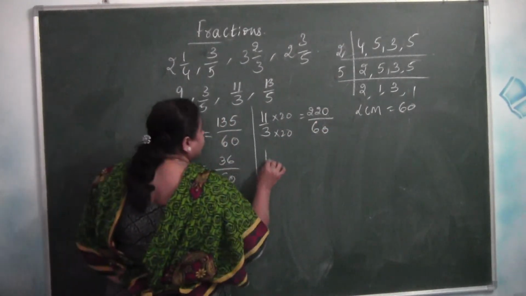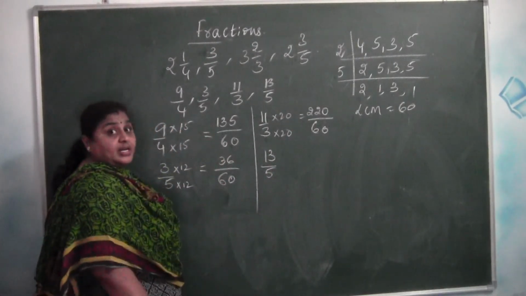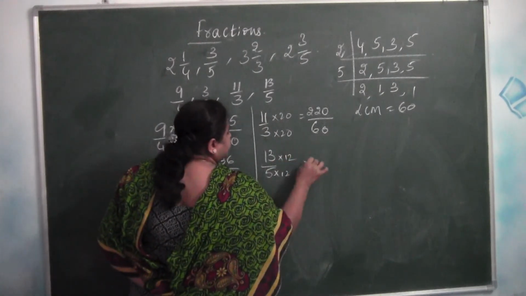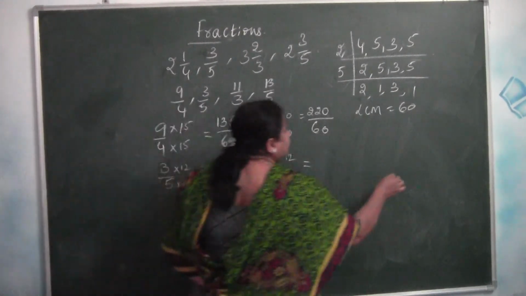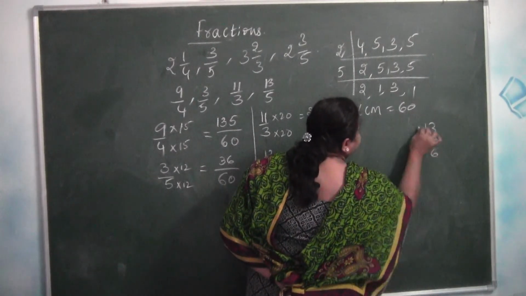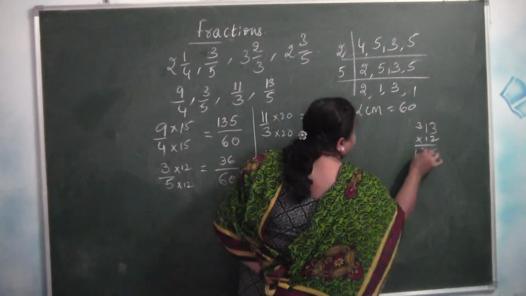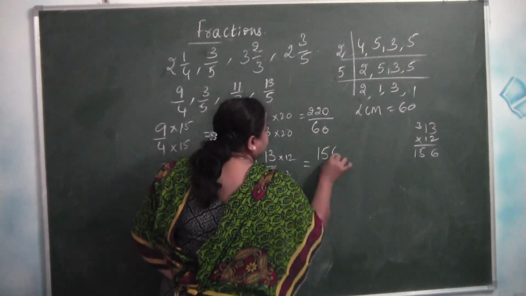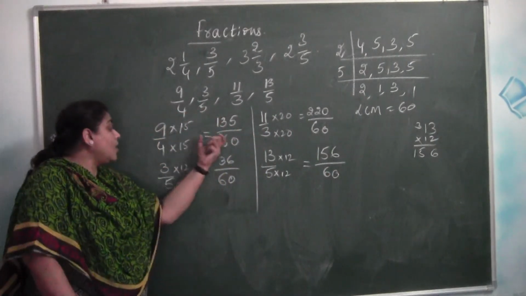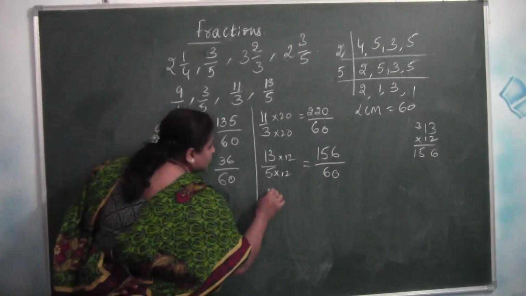Next the last fraction, 13 by 5. 60 divided by 5 again, 12 times. Into 12, into 12. So 13 12s: 12 3s are 36, 12 ones are 12, plus 3, 156 by 5 12s are 60. Now, are all the denominators not the same? Now let us list out all the fractions.